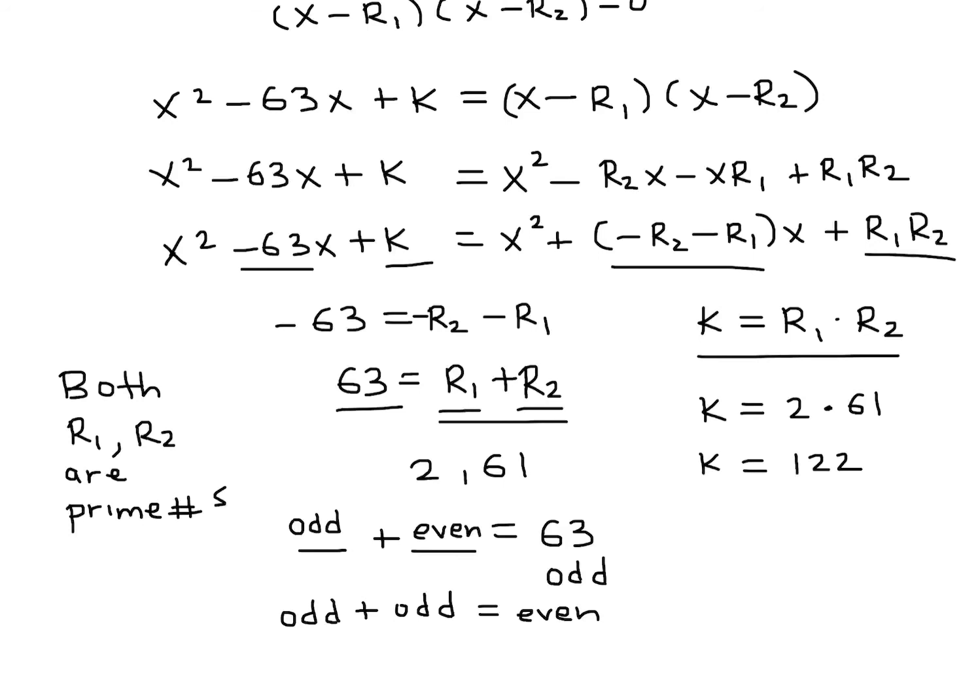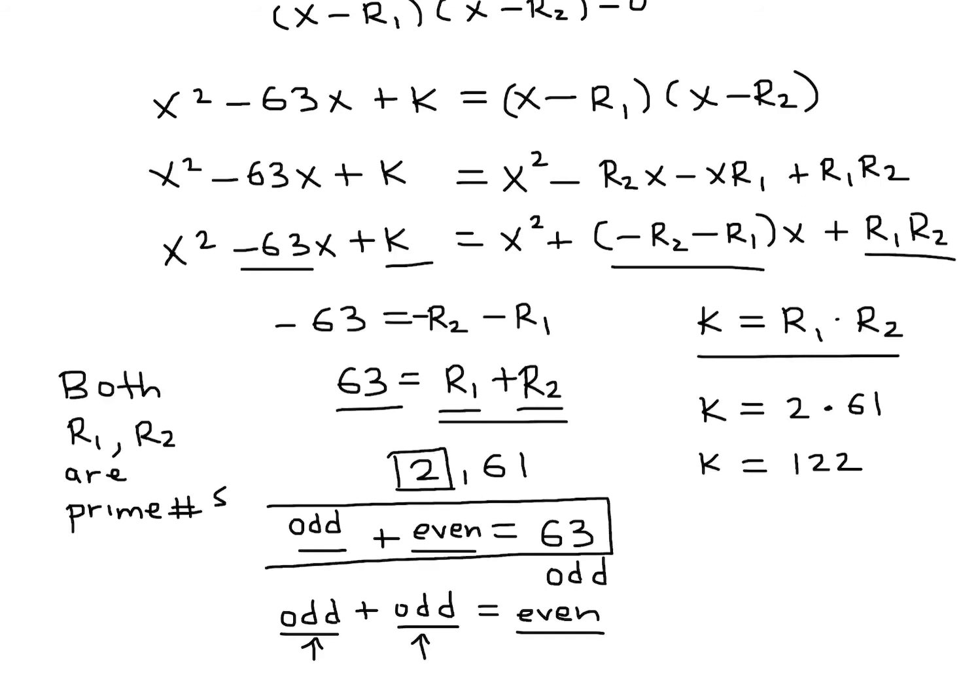And every prime number is odd. So if you have two prime numbers, they're always going to be odd and odd. So you're never going to get an even result. The only exception is 2. 2 is the only prime number that is even. So this odd plus even combination can only happen when one of the numbers is 2.